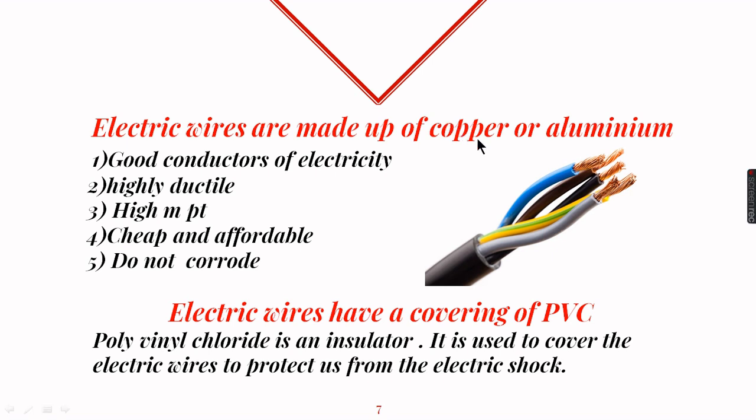So we use copper or aluminium for making wires because of these reasons. They are good conductors, they are highly ductile, have a high melting point, they are cheap and affordable, and they do not corrode. Now, wires are good conductors and we can easily get electrocuted from them. So, all the electric wires are covered with some insulator like PVC. PVC is polyvinyl chloride and it is used to cover electric wires. They protect us from electric shock.